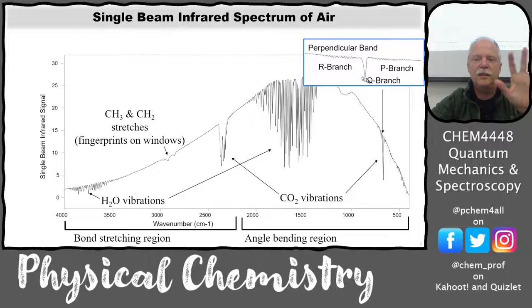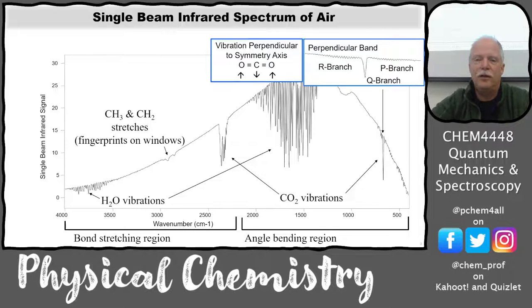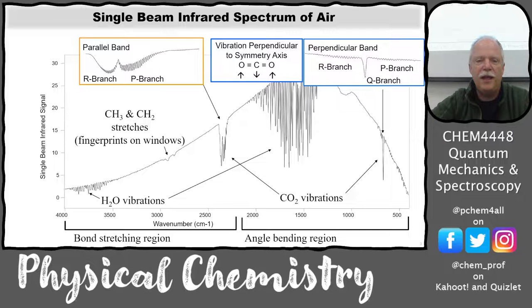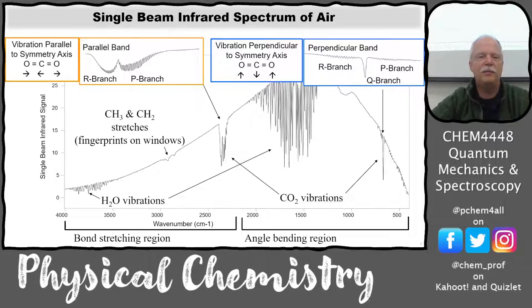We'll get into what these R-branch, Q-branch, P-branch are in a second. But anyway, you see these regular little bumps. Those little bumps are the rotational lines. So it's rotating and vibrating. That's rovibrational spectroscopy. And then over here, you see the symmetry. The vibration is perpendicular to the symmetry axis. You see the arrows. And then we have the parallel band, where the vibration is parallel to the symmetry axis. So this is the asymmetric stretch of CO2.